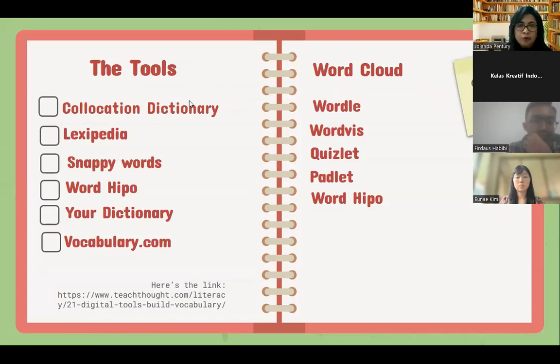These are some tools and apps: collocation dictionary, Lexipedia, Snappy Words, Quizlet, Padlet, Word Hippo. I put the web link there so you can explore. Next, Padlet.